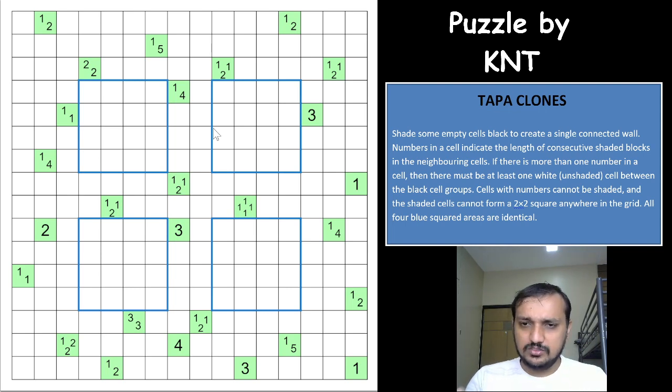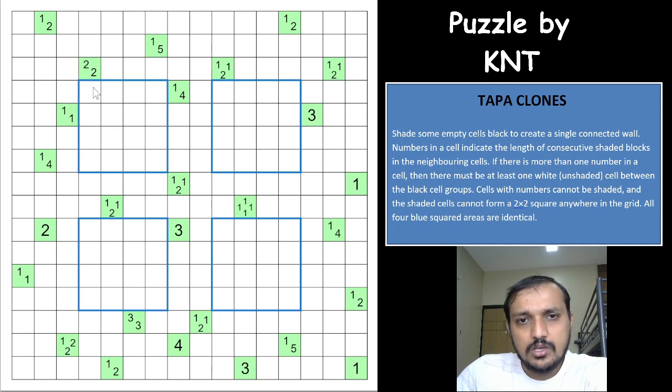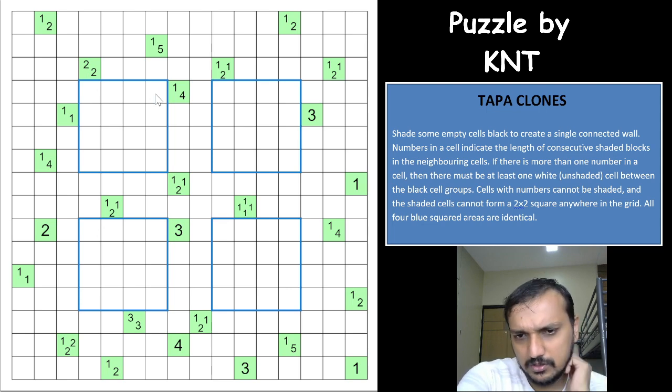Apart from that, this is Tapa clones, where you have 4 blue areas, which means all of these 4 groups will have to be identical. So if you have a shaded cell here, then all these 4 cells will be shaded. All of these 4 groups are identical in terms of shading and unshading. And with that, let us start solving this puzzle.